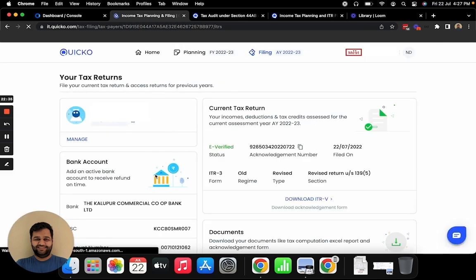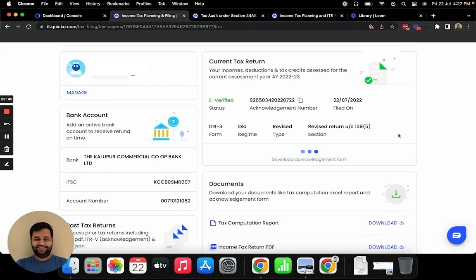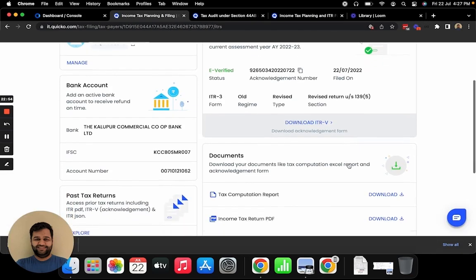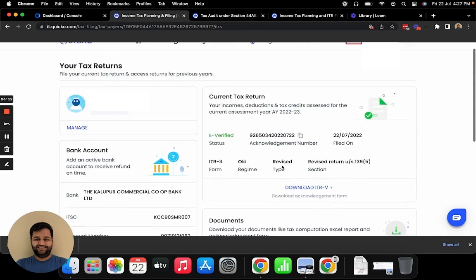Awesome. So my income tax return is e-verified now. Now I should just relax and wait for my refund to be deposited in my bank account. Meanwhile, what you can do is download your ITR verification. ITR verification is essentially confirmation of your filing. You can also download other supporting documents, including your income tax return PDF, right, for your records. You can always log back in and access your tax documents from Quicko at any time. You can also share it with your chartered accountants or otherwise using Quicko's platform.